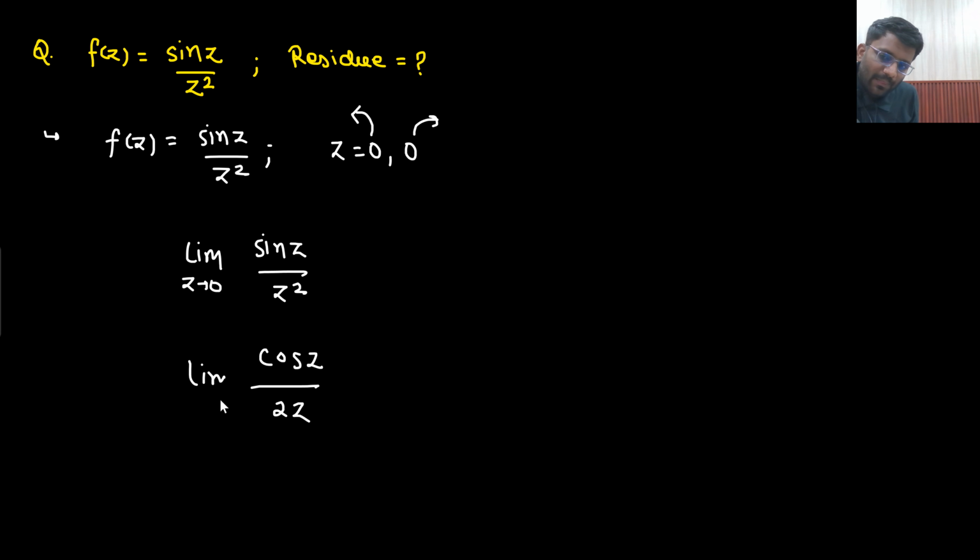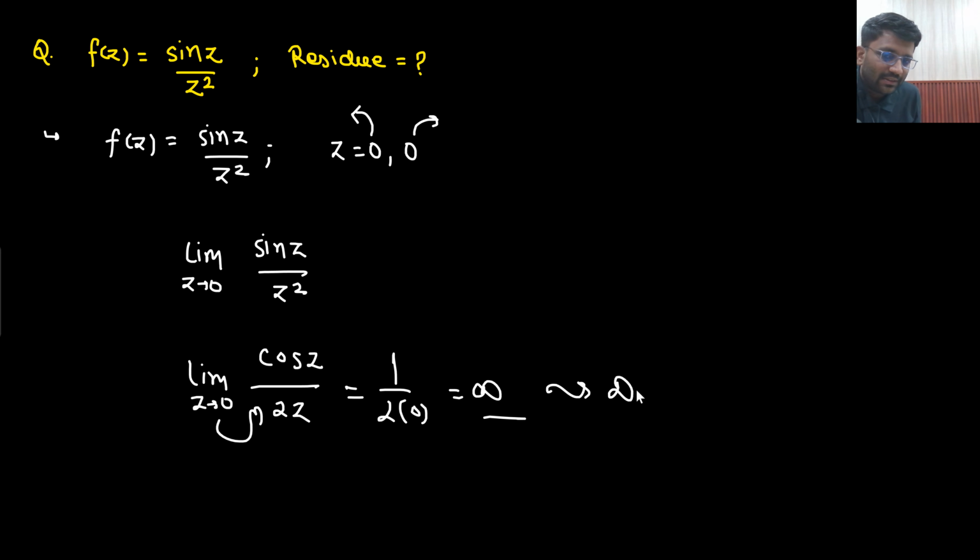If I put the limit now, what are you getting? Cos 0 is 1 divided by 2 into 0. What is the answer? Infinity. It does not exist. So you thought that, sir, z equals 0 could be a removable singularity, but is it coming out to be a removable singularity?